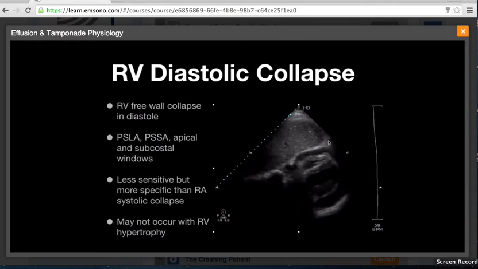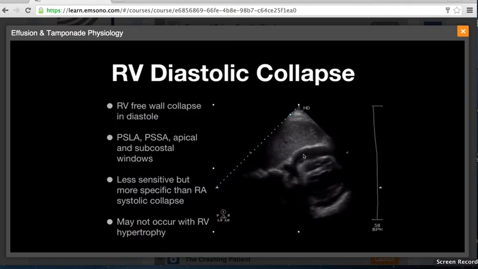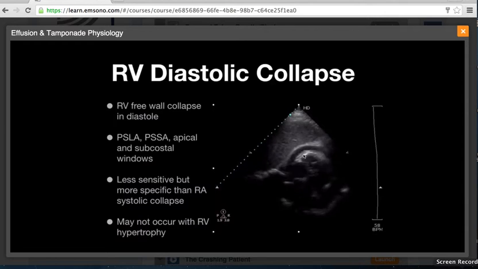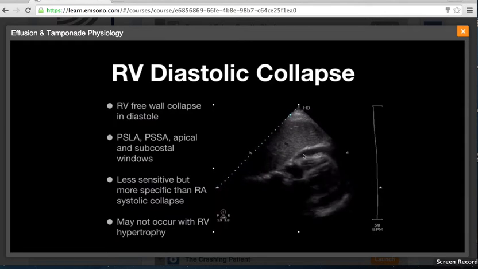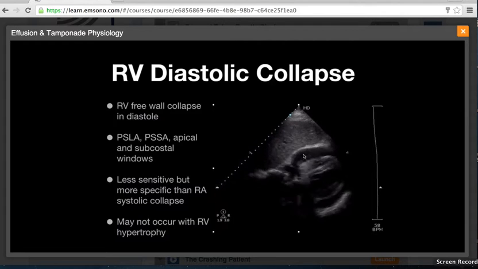Let's take a look now at right ventricular free wall diastolic collapse. This is going to best be seen on the parasternal long axis, parasternal short axis, apical, and subcostal windows. So really you'll be able to see this on most of the windows. This is a less sensitive but more specific finding than right atrial systolic collapse for the diagnosis of tamponade physiology. In patients with right ventricular hypertrophy, this finding may not occur or be seen.